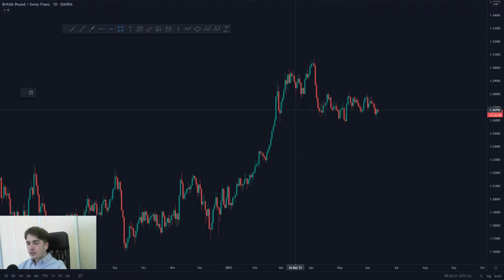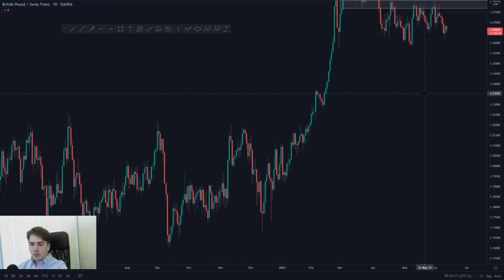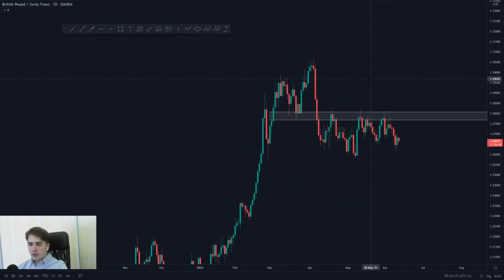So viewing this from a simple perspective, what we have over here is an area of support and resistance within the market, which is currently holding pretty nicely. Looking at it from a daily perspective, there is a lot of liquidity situated over here.